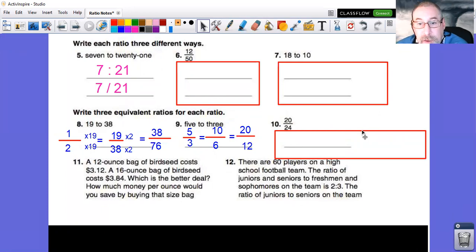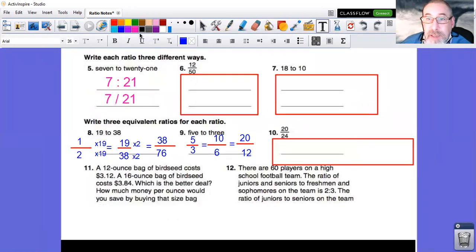All right, number 11, word problems. This is how you're going to see these more than likely. A 12-ounce bag of birdseed costs $3.12. A 16-ounce bag of birdseed costs $3.84. Which is the better deal? How much money per ounce would you save by buying that size bag?